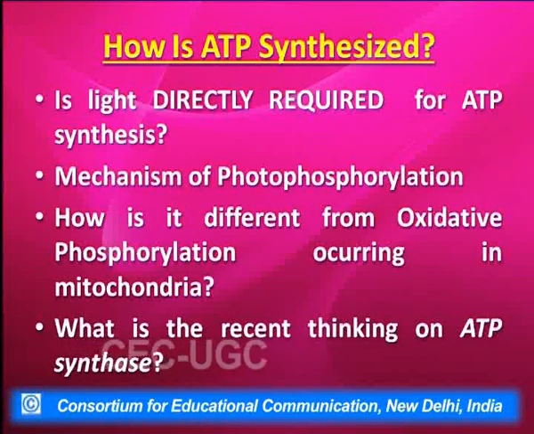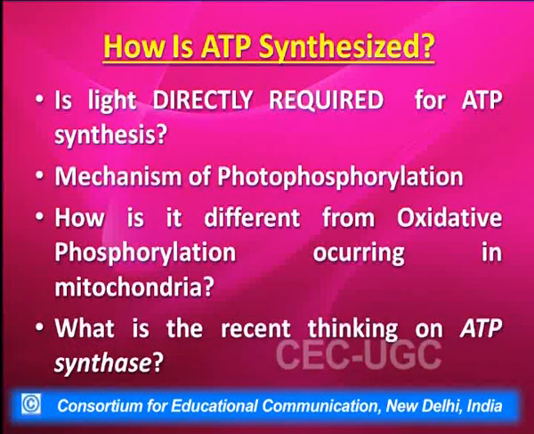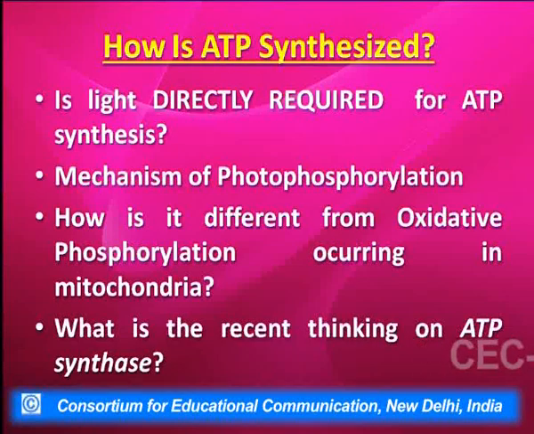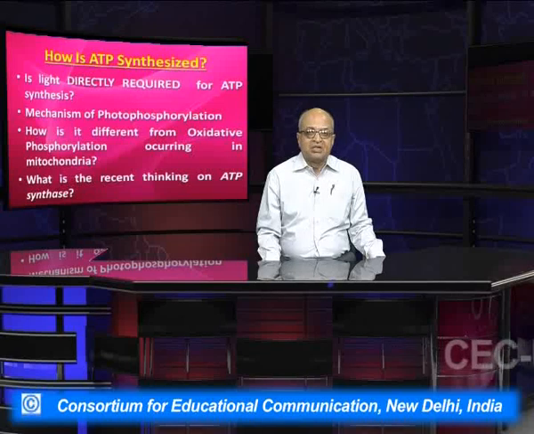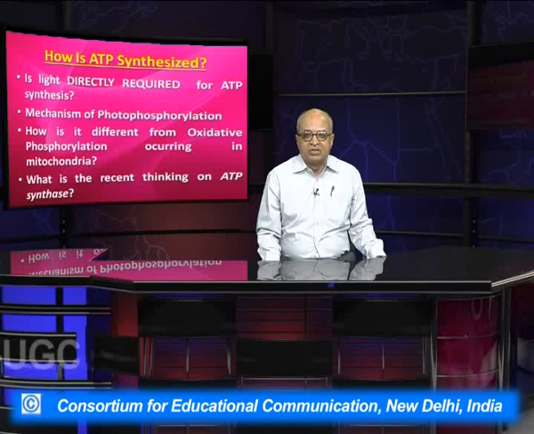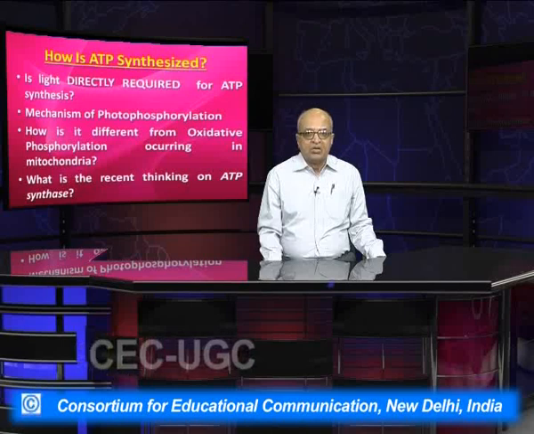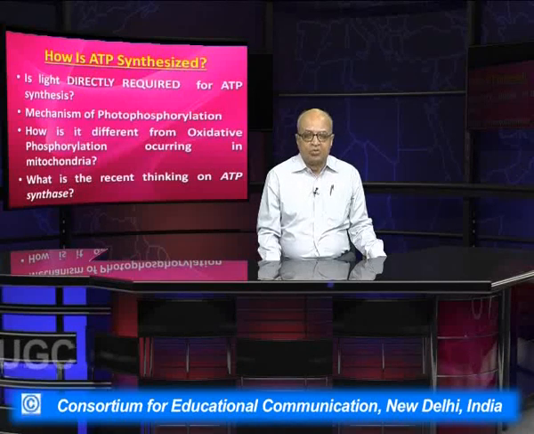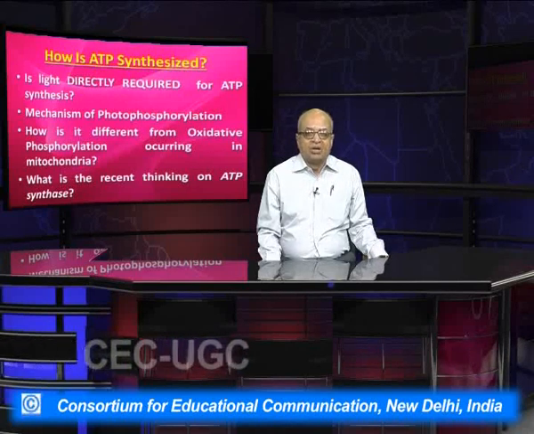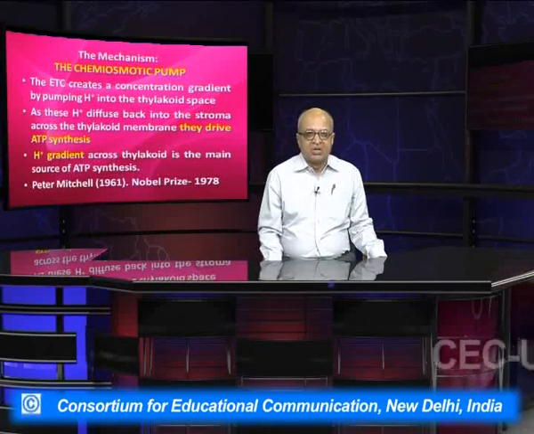Then the other question which we pose to ourselves is, how is the process of photophosphorylation different from oxidative phosphorylation, which is occurring in the mitochondria? Because in both cases ATP is the ultimate product. And finally, what is the recent thinking on the ATP synthase enzyme? How does it work and how many ATP does it produce per electron or the proton gradients?